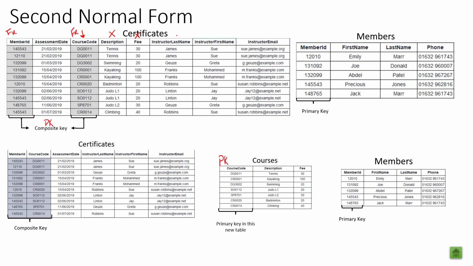This is wholly dependent, wholly dependent, wholly dependent, and wholly dependent. Partially dependent in description, partially dependent in fee, so therefore it's got to go. No partial dependencies allowed. And down here, I just moved these two together just so you can see it a little bit better. Looking at these tables now, we are now in second normal form.